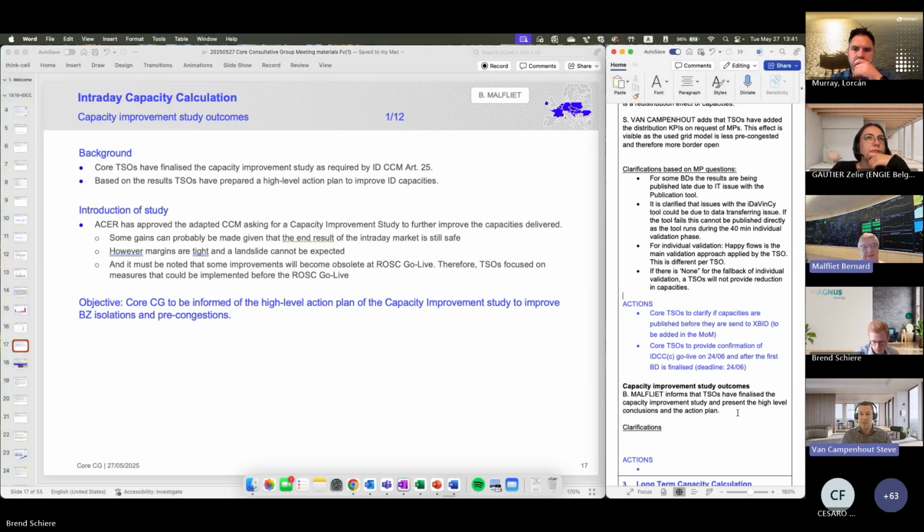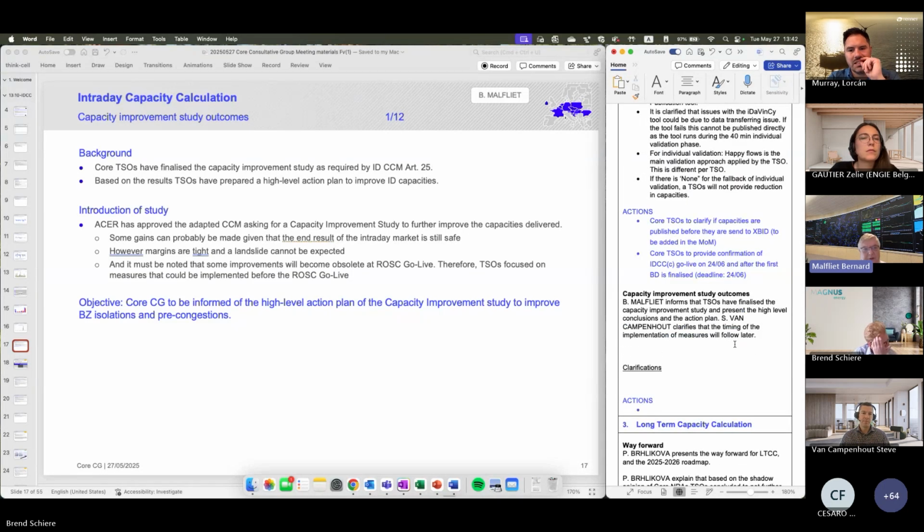Okay, Bernard, the floor is yours. So indeed, we have performed a study. It's not an implementation plan; it's a study on what is still possible in terms of capacity improvements in the intraday capacity calculation process. As a general comment, I have been in IDCC now for three years. We have already made a lot of efforts to make the capacities as good as possible. Mostly we've done a lot of work on FRM values, and on PTDF thresholds and things like that.